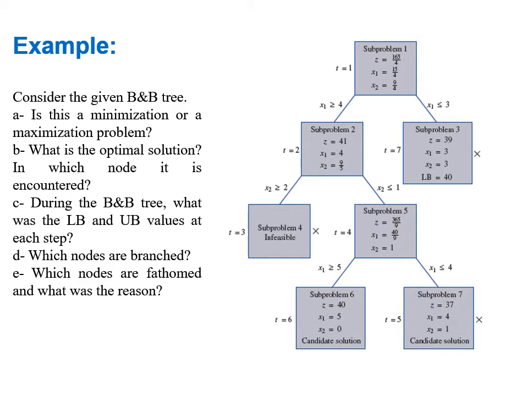Okay, I believe you stopped it, worked on it, and now let's consider the questions all together. The first question says, for this branch and bound tree, is this a minimization or a maximization problem?